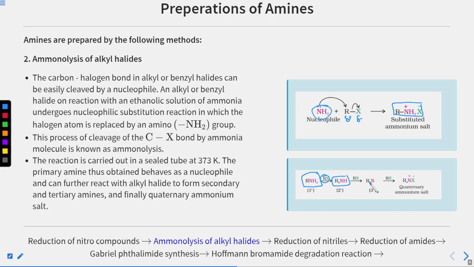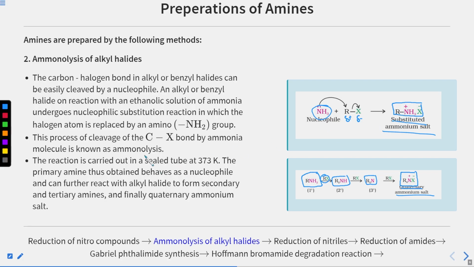So we have R2NH, and one hydrogen is left. Again, nitrogen will attack another R, and X will be kicked out. You will be left with R4N plus X minus. Now both of these are ammonium salts. This is a substituted ammonium salt, in which one of the substituents is R, and this is a quaternary ammonium salt. Now all or both of these can be further hydrolyzed to get our final amine.